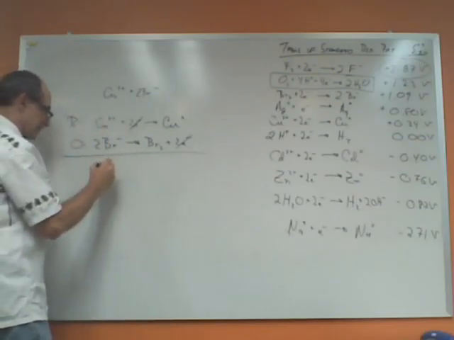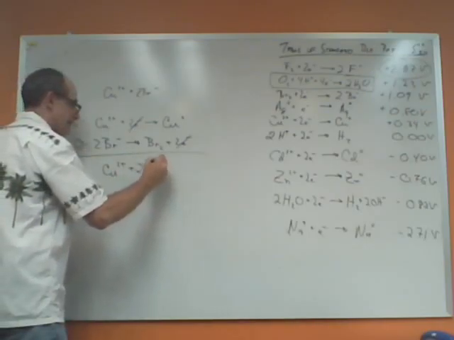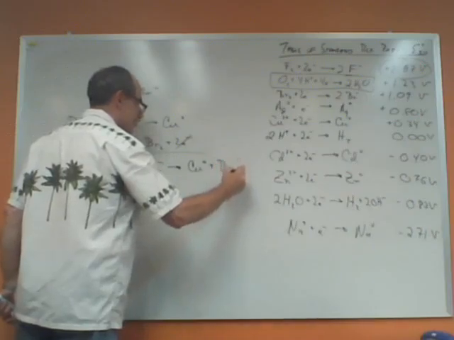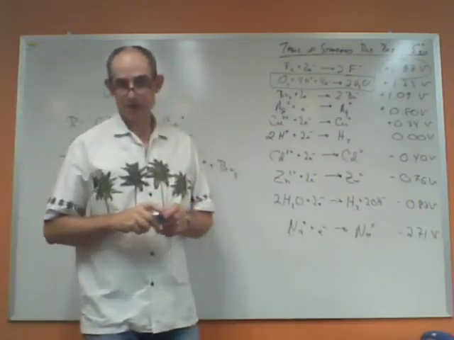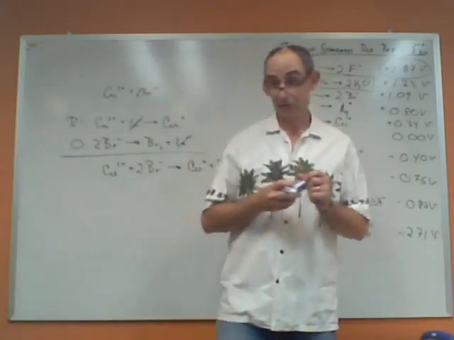I don't have to multiply, and my overall ionic equation is copper ion plus 2 bromide ion forming copper atoms and 1 bromine molecule. And again, this is a non-spontaneous equation.